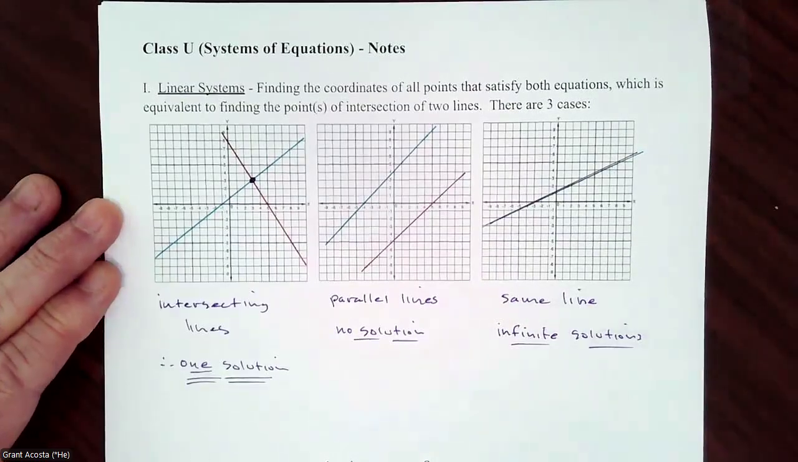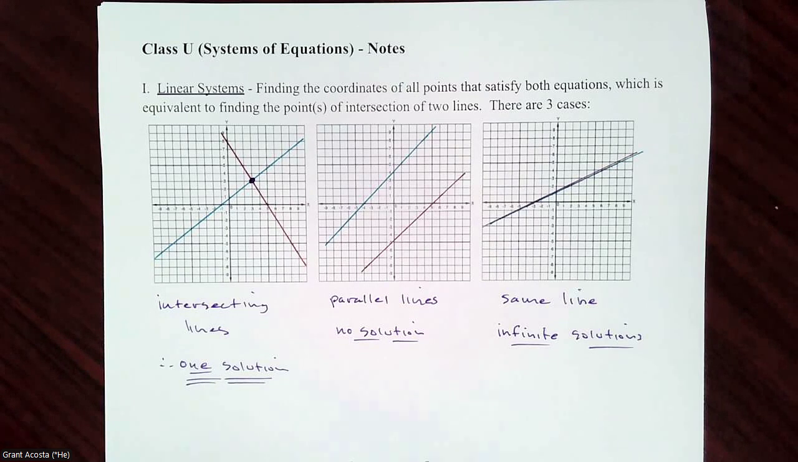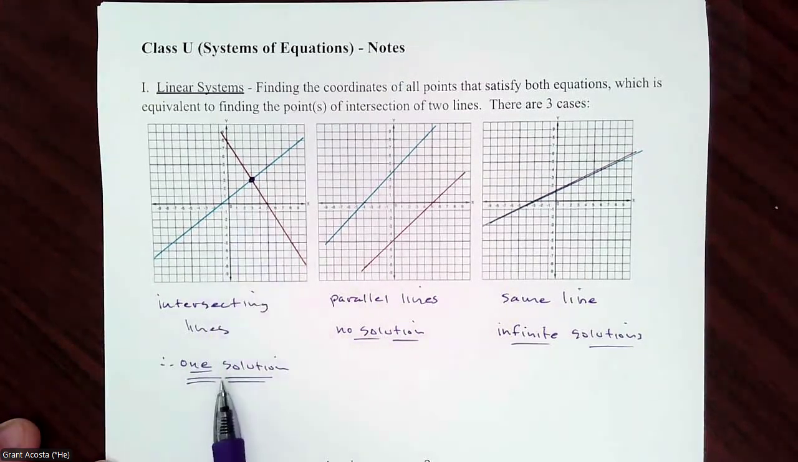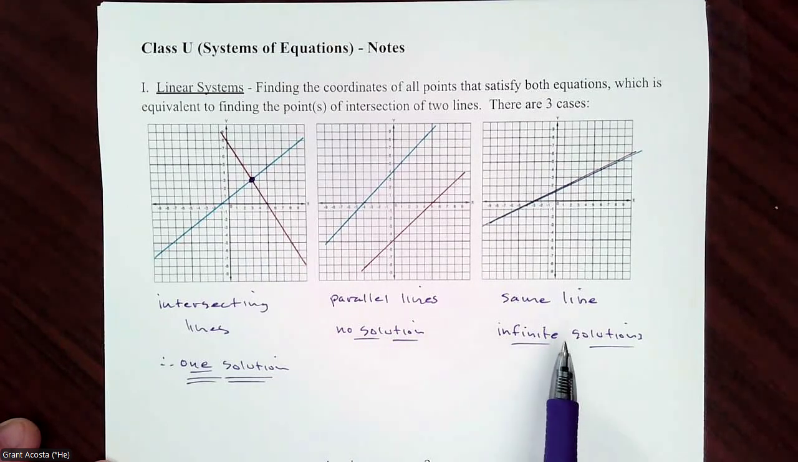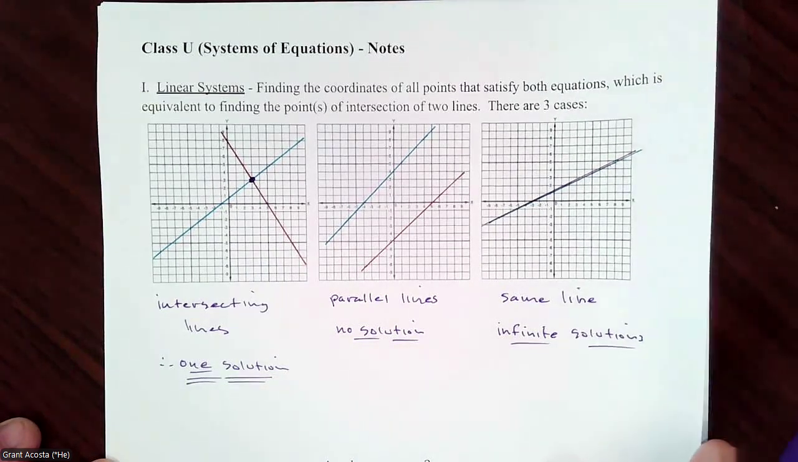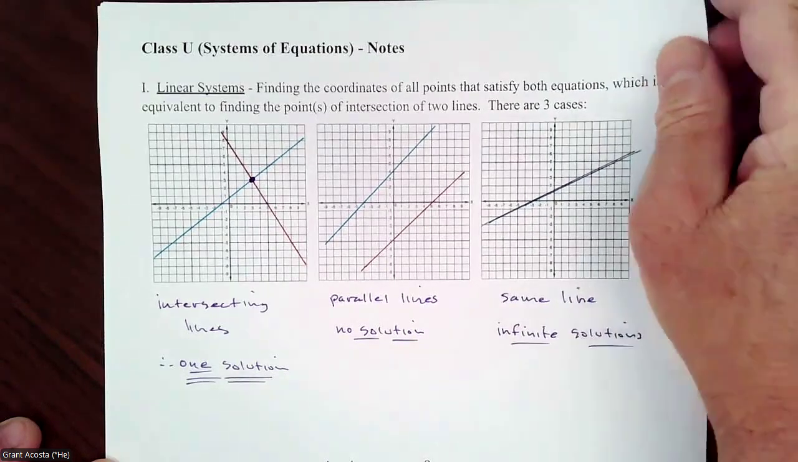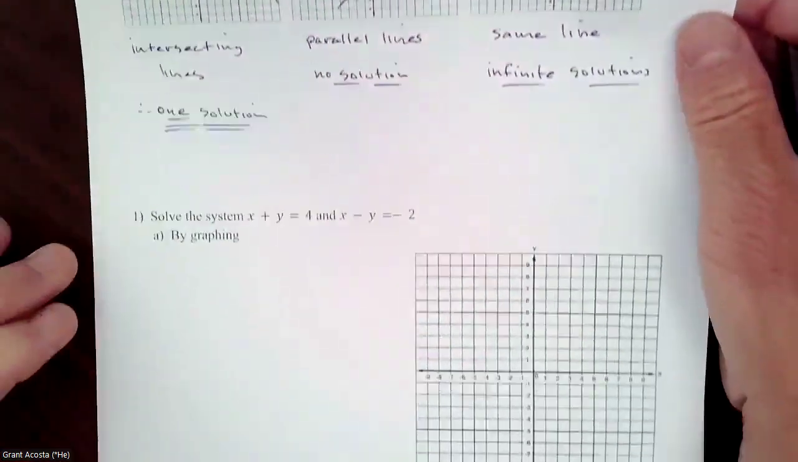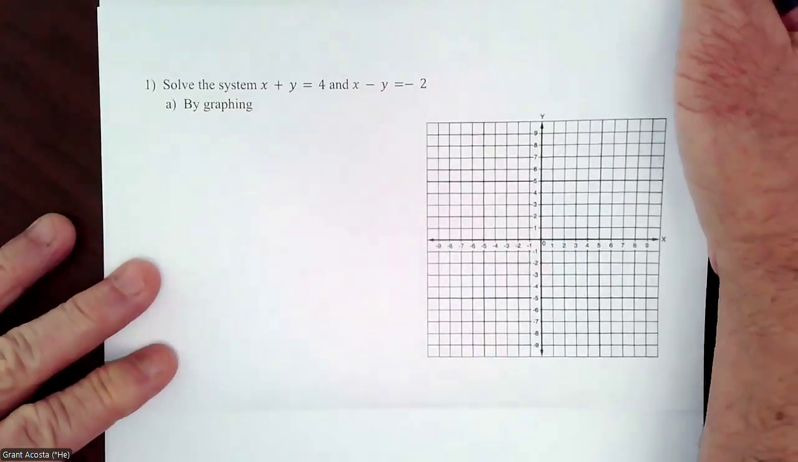So those are the three possibilities. If we've got a linear system of two equations, the lines are either going to intersect, and we'll get one solution, or no solution, or infinite solutions. You can never have two solutions or three solutions when we're talking about linear systems. Now let's talk about how we actually find those.